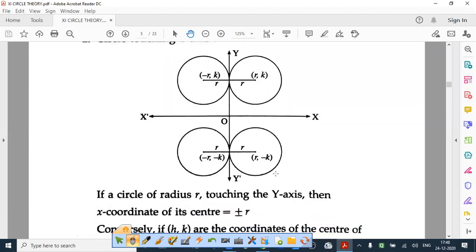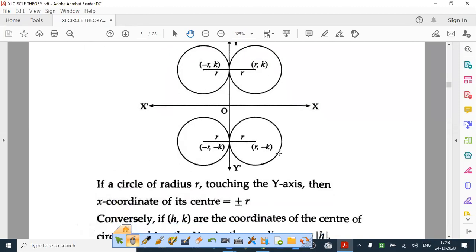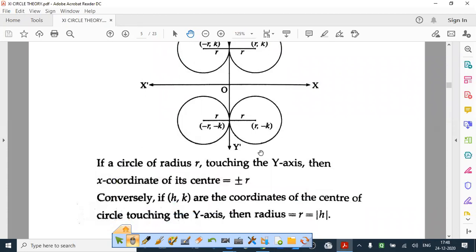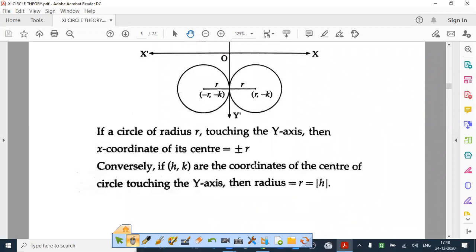Okay. So if a circle of radius r touches the y-axis, then the x-coordinate of its center is either plus or minus r, and conversely, if (h, k) are the coordinates of the center of a circle touching the y-axis, then the radius is r equal to mod h. See, I don't think you have to remember all this, because if any one of the cases is given at that time, you can decide. Okay, but this is given in the textbook.